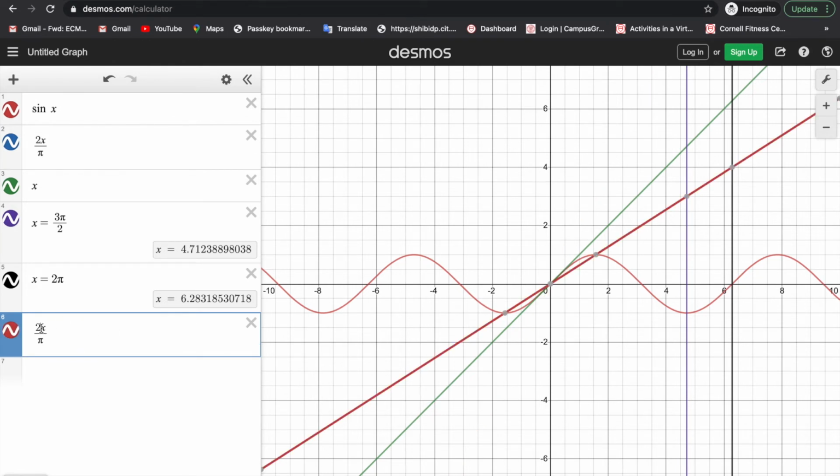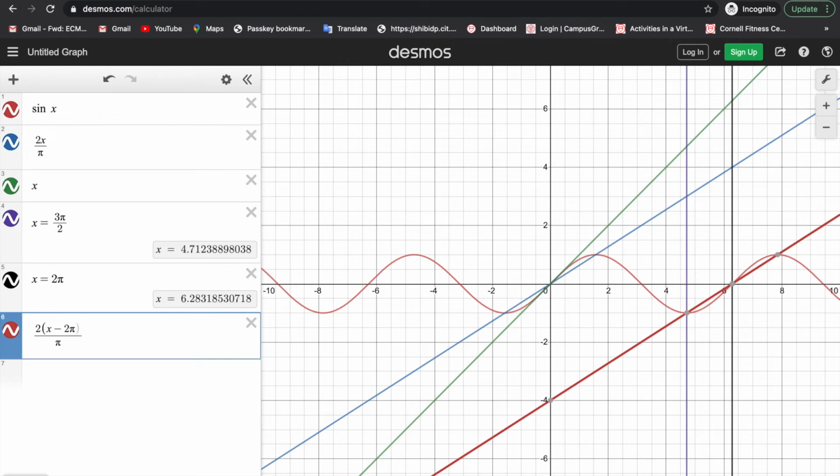But instead of x this time, let's just shift it by 2 pi. Whoa, okay, cool. We got something that's greater than sine of x on this interval, but that's not gonna do. Let's try doing the similar thing with an x.